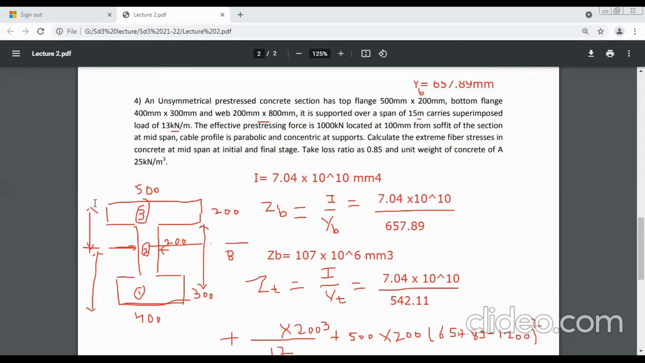So this distance is 542.11. So look at the ZT. Tell me how much ZT. 130.23 into 10 raised to 6. ZT is equal to 67.89.